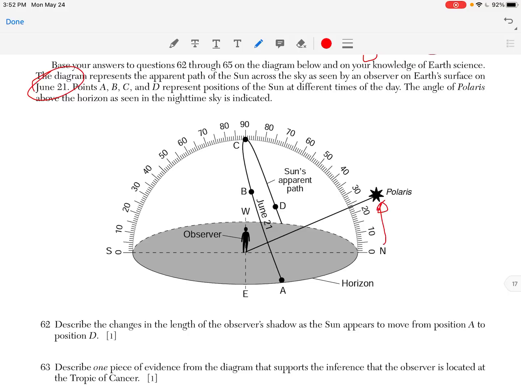The angle of Polaris above the ground is 23.5 degrees if you look at that precisely. That's helpful. We'll look at that later. Okay, so first question, number 62.